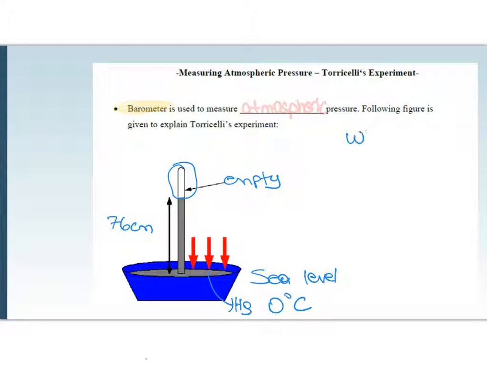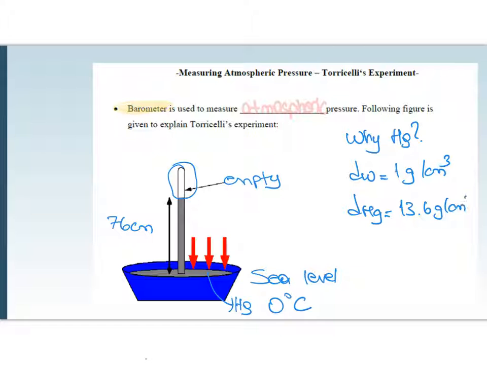So let's discuss why he used mercury. First, of course, this is a liquid, but you can say that water is a liquid too. But water's density is 1 gram per centimeter cube, whereas mercury's density is 13.6 gram per centimeter cube. So using mercury with this high density will allow you to use a shorter tube.